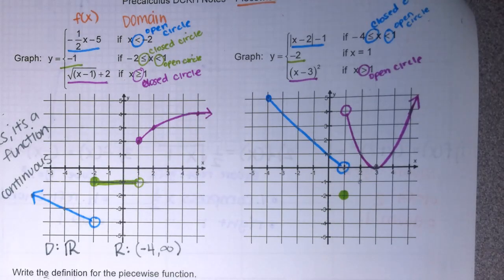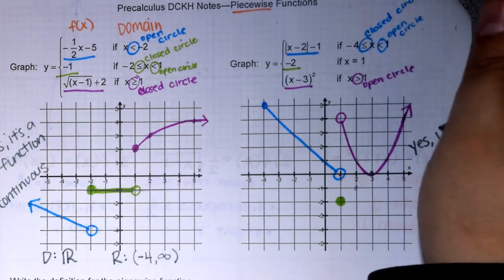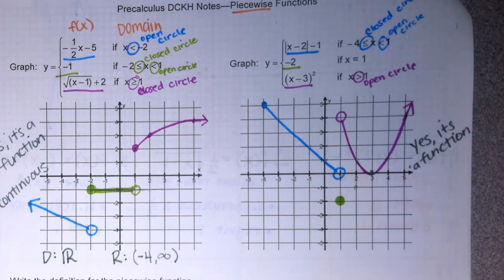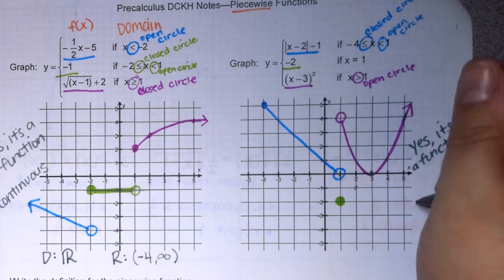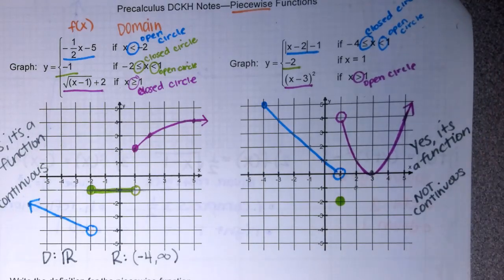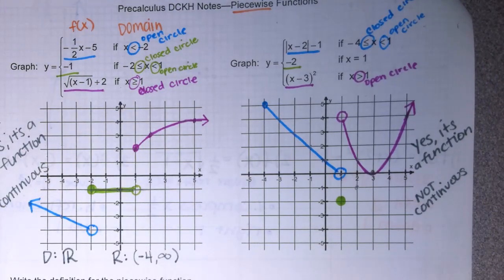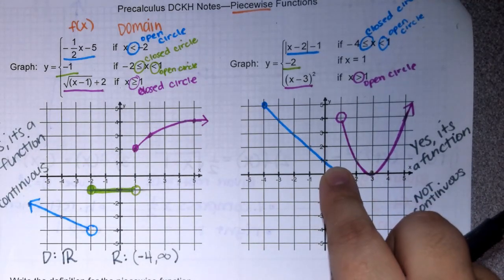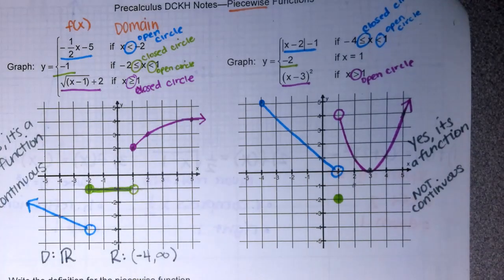Is this a function? Does it pass the vertical line test? Yes, it's a function. Is it continuous? Can you have a piecewise function that is continuous? Yes, you can. If this had been lowered and it didn't have the middle one, it could connect. You can connect, it'd be continuous.